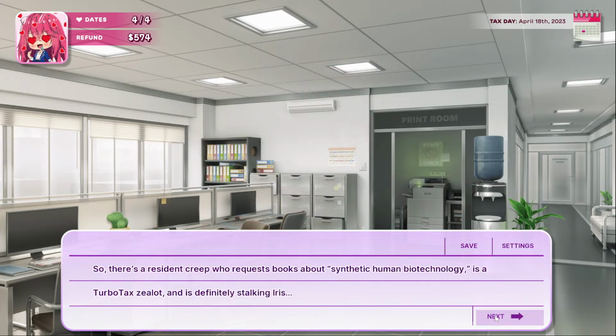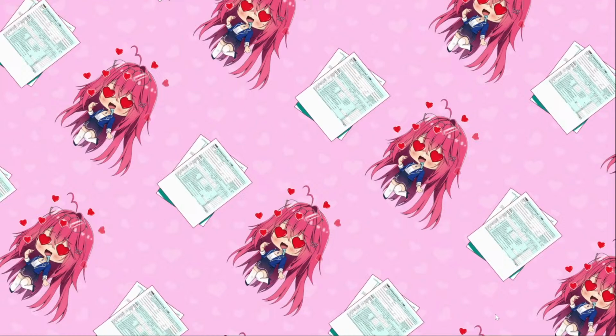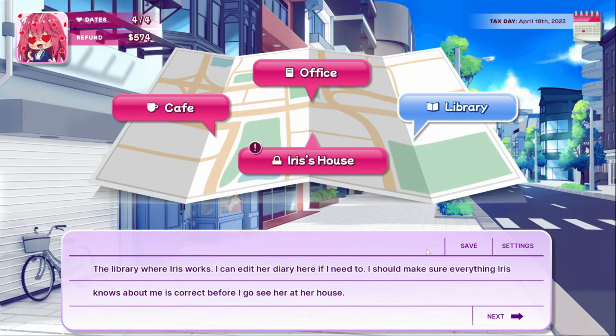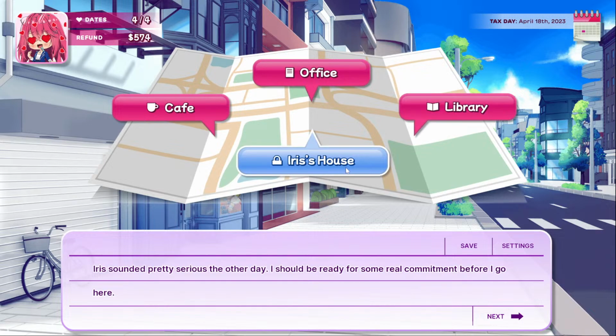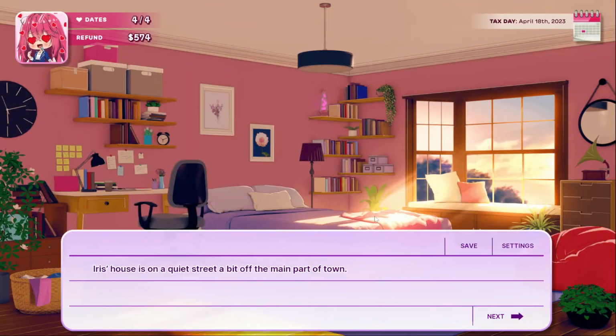Phew, what a reprieve. Getting out of here before he comes back. Okay, let's go to the library. Oh, I guess I just go there to edit her notebook. No need. Let's just go to her house. Let's get the deed done and file our taxes, if you know what I mean.